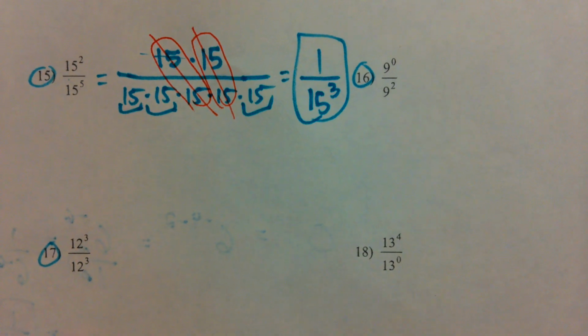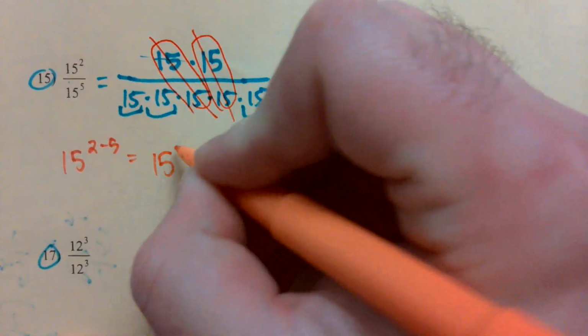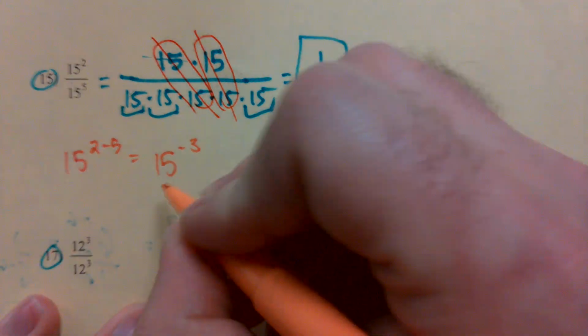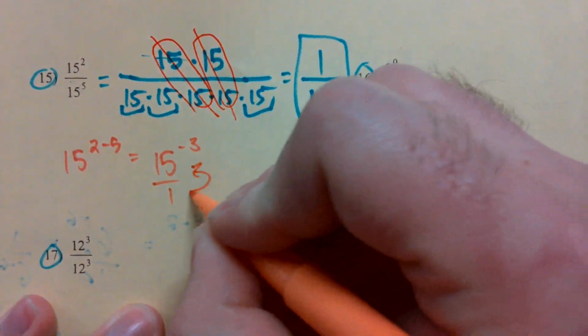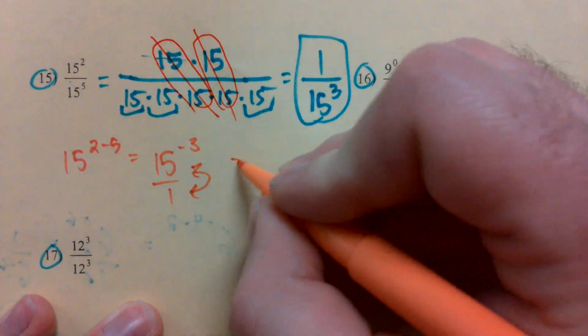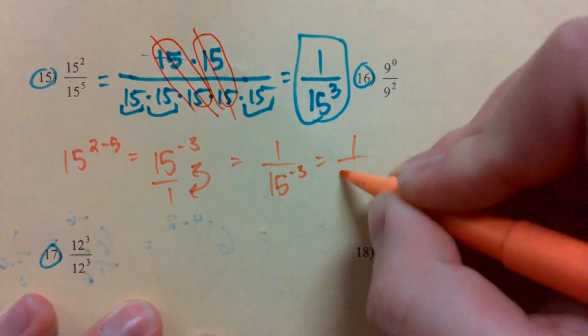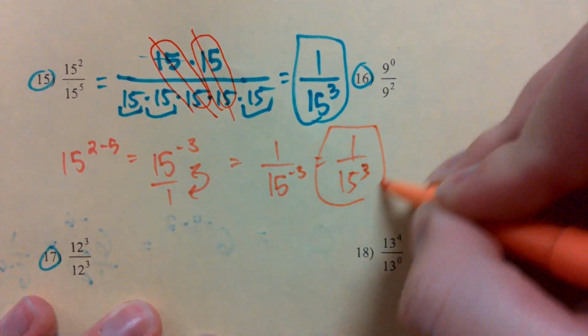We can do the quotient rule, like I said. 15 to the 2 minus 5 gives us 15 to the negative 3. We're going over worksheet 5 right now, guys, just so you know. Put 15 to the negative 3 over 1. Flip it around. 1 over 15 to the negative 3 turns into 1 over 15 to the positive 3.